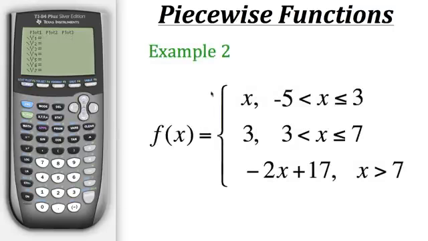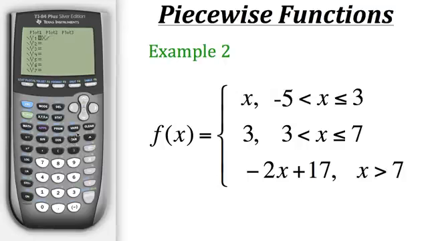So this time, we have a piecewise function with compounded conditional statements. For example, with our first part of the piecewise function, where f of x will just equal x, it has a compounded condition of x being greater than negative 5, but less than or equal to 3. So how do we put that into the calculator? Well, first of all, we'll put in x as that first part of the function, and then we'll hit the divide button as we did with the previous example.